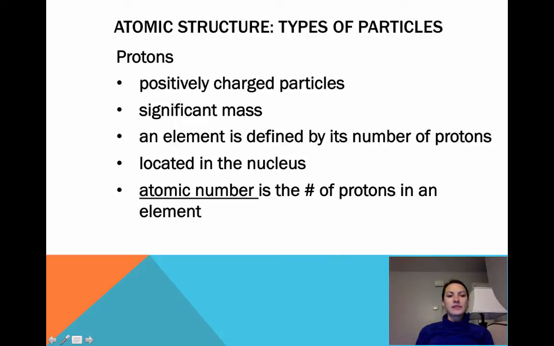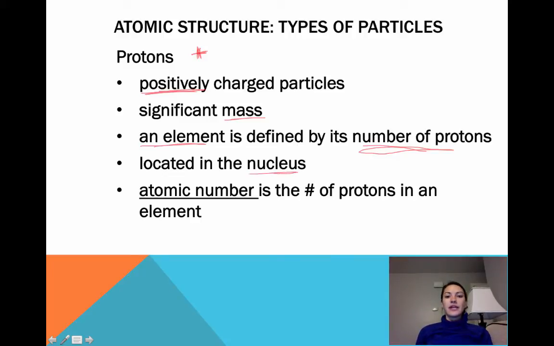First up are our protons, and these are going to be positively charged particles. Okay, so protons have a positive charge, and they're actually having a pretty significant mass. So protons and neutrons have a significant mass, and electrons do not. What we do know is an element is defined by its number of protons. So no two elements will have the same number of protons. So if you have a different number of protons, it means you just have a different element. So an element is defined by the number of protons that it has.